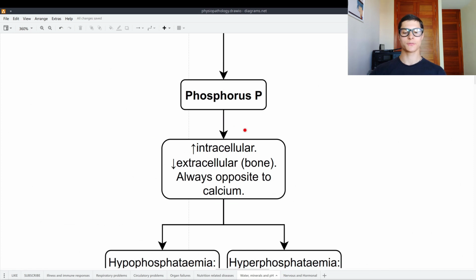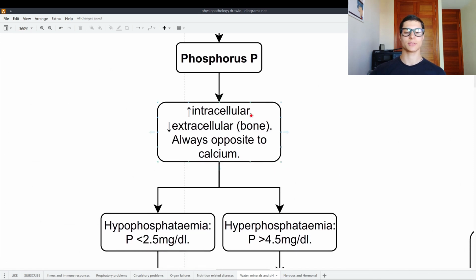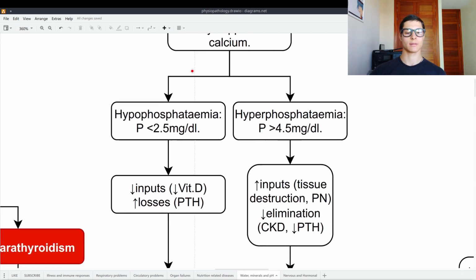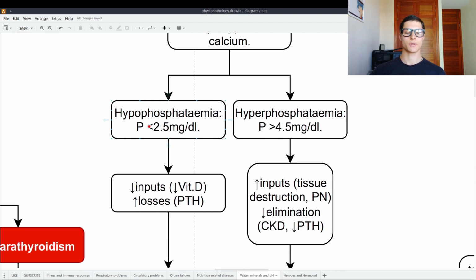Now let's talk about the phosphorus. It is high in the intracellular space and low in the extracellular, mainly in the bone. Always opposite to the calcium. Very important to understand that. In an hypophosphatemia, phosphorus is below 2.5. In the hyperphosphatemia, it is above 4.5 milligrams per deciliter.